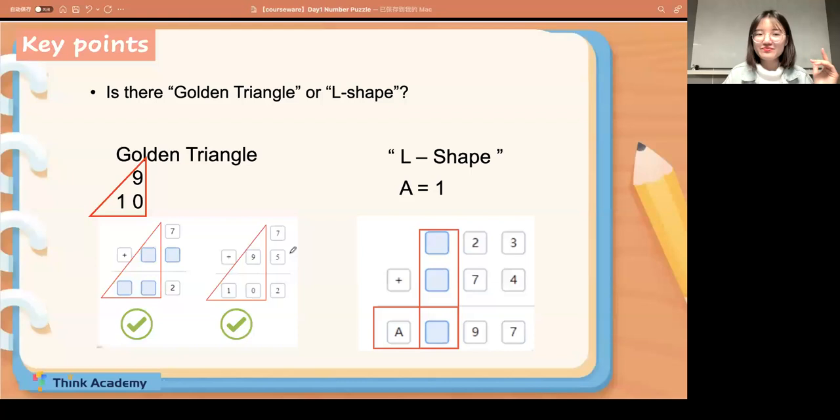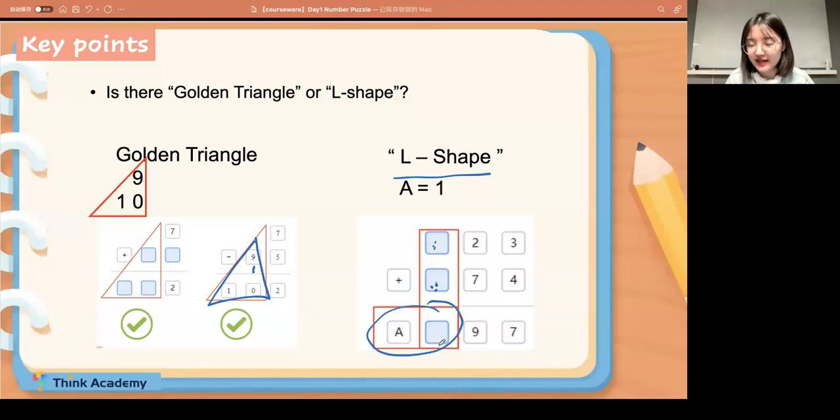And now, let's take a look for the golden triangle and the L shape. For golden triangle, there is only one number above the line, like this. But for the L shape, there will be 2 numbers above the line, and we will have a 2-digit number beneath the line. And we can only know the value of A. It will be 1. Okay, that makes sense? Okay, thank you, everyone. Brilliant.